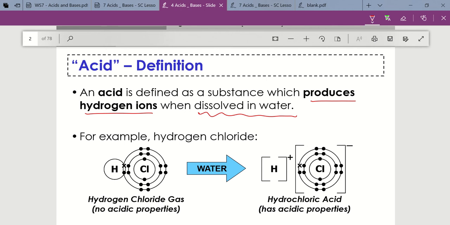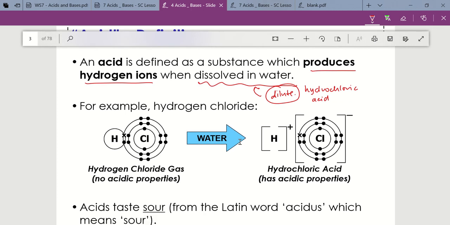Which is why a lot of times we label acids, for example, hydrochloric acid, we would name it as dilute hydrochloric acid. This is a very common name that you see on the bottles in the chemistry lab. The fact that it's dilute means that it is dissolved in water. Similarly, we have dilute sulfuric acid, dilute nitric acid, and so on. So what is the importance of this water?